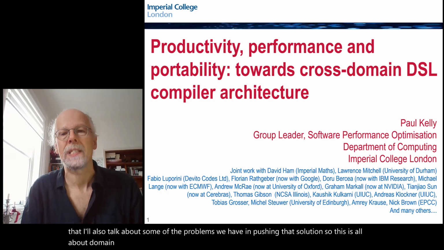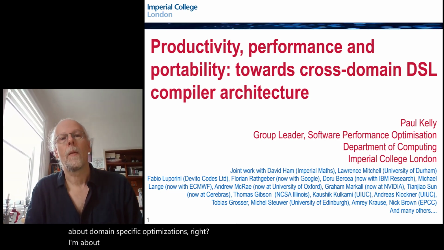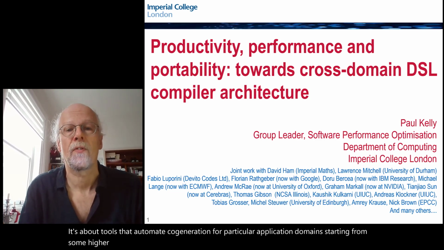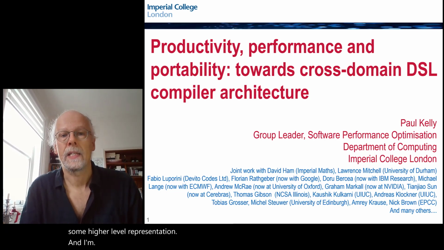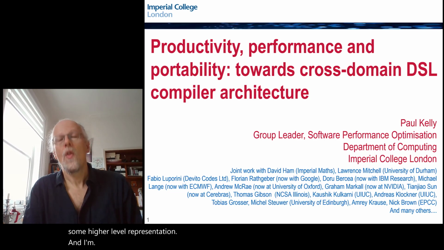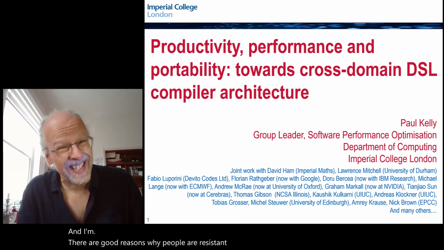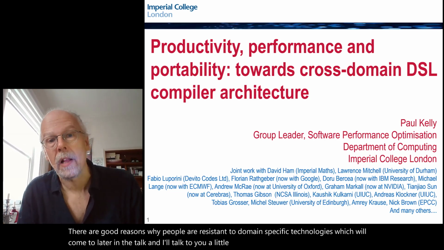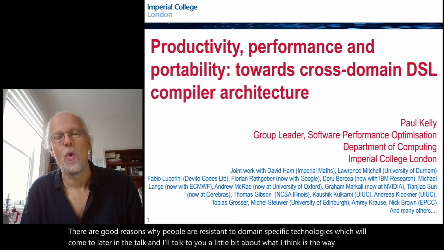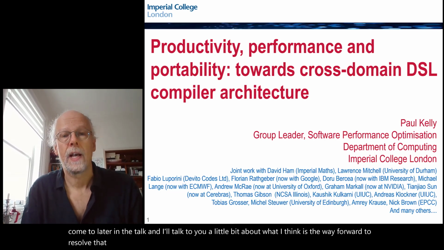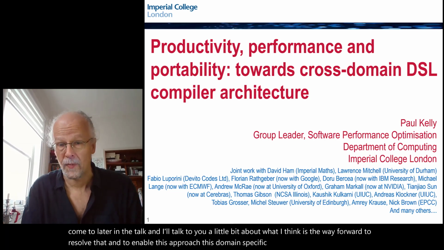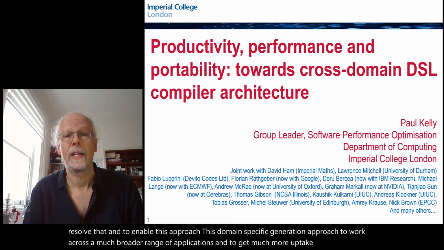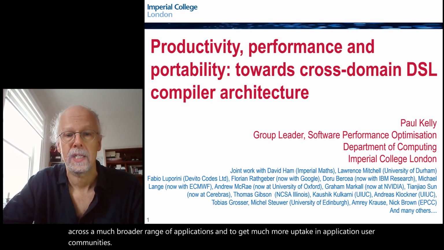So this is all about domain-specific optimizations, right? It's about tools that automate code generation for particular application domains, starting from some higher level representation. And there are good reasons why people are resistant to domain-specific technologies, which we'll come to later in the talk. I'll talk a little bit about what I think is the way forward to resolve that and to enable this domain-specific code generation approach to work across a much broader range of applications and to get much more uptake in application user communities.